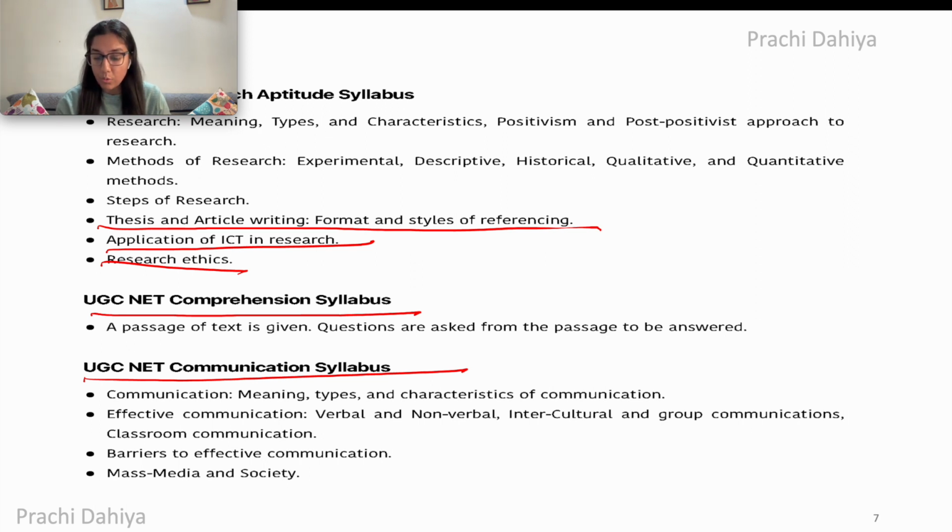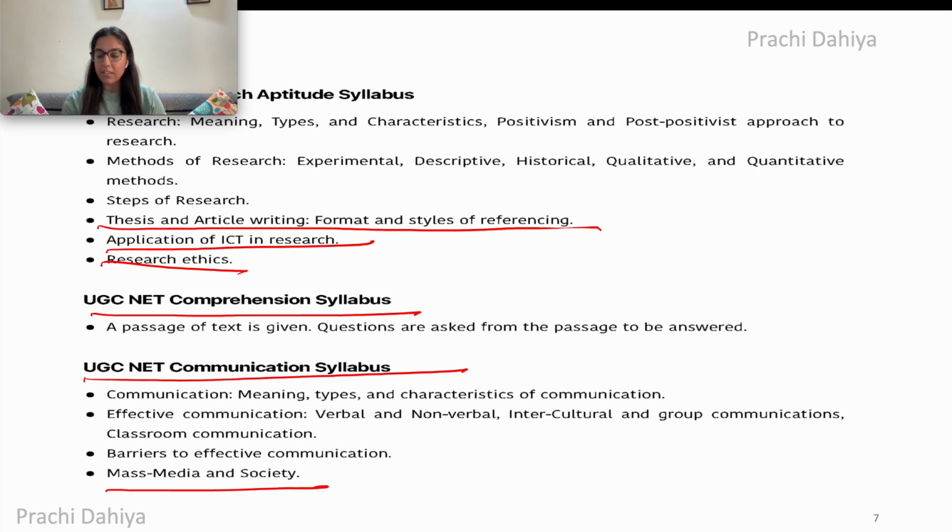Then questions will be related to what verbal communication is, what non-verbal communication is, language, and so on. Like what are the different space levels, or how many meters of space should be there for formal communication and for informal communication. So this type of question will come to you. What are group communications? What are the barriers to effective communication? A big flag on this question, please. Many times this question is asked: what is effective communication, and what are the barriers to effective communication? Then mass media and society, questions on this can also come.